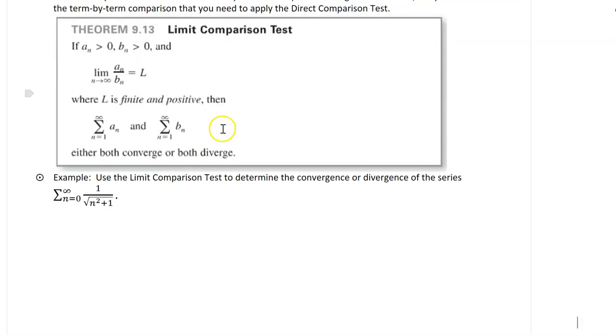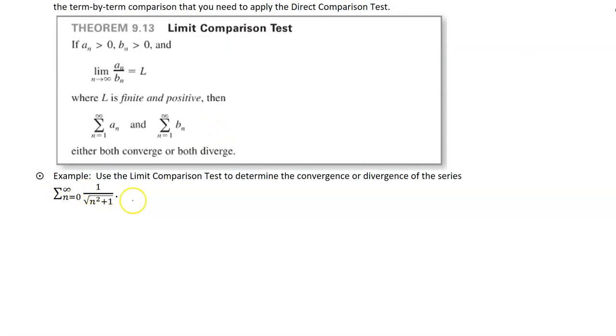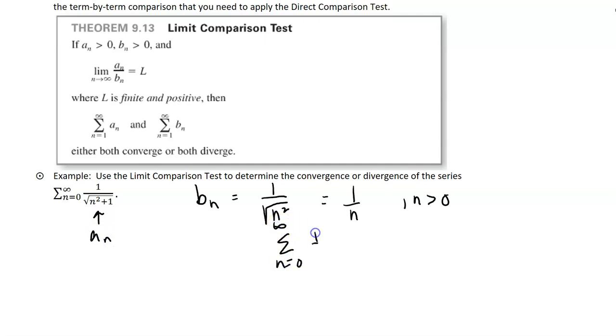So for example, I have one like this that says the sum from 0 to infinity of 1 over the square root of n squared plus 1. If I were trying to simplify this down a little bit into something I can work with, I might let b sub n be the square root of 1 over n squared, which of course is 1 over n for n greater than 0, which we start with 0, so that works. And we know that the sum from 0 to infinity of 1 over n diverges. This is a harmonic series, and it's a p series with p equals 1. So we don't really have to go through a whole lot more to show that. It's just what it is.